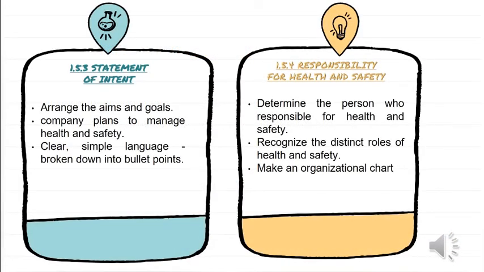Okay, for the statement of intent, firstly, you should arrange the general aims and goals. Secondly, you should determine how the company plans to manage health and safety. Lastly, you have to use clear and simple language that can be broken down into bullet points. For the responsibility for health and safety, firstly, you should determine the person who is responsible for health and safety. Next, you have to recognize the distinct roles of health and safety. And lastly, you should make an organizational chart, which shows the responsibility of each person, their positions, and their roles in the company.